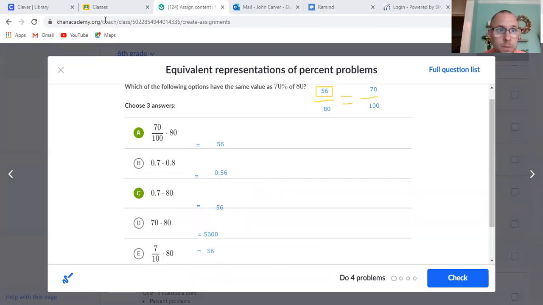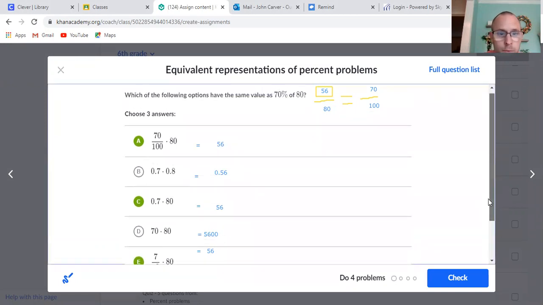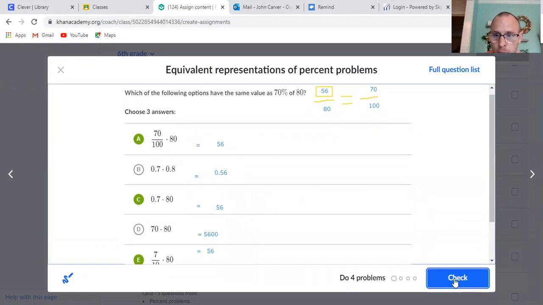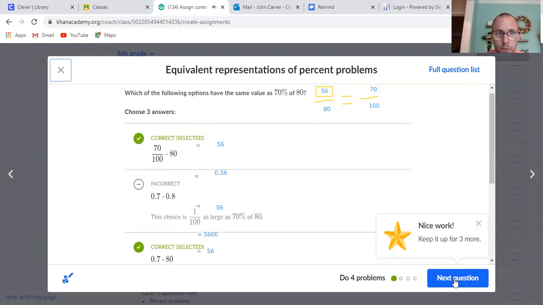And get my calculator out of the way. I've got 3 answers selected. Go back and just kind of look over, make sure I didn't make any silly mistakes. And I think I'm good. Here we go, let's check it. Nice work, keep it up, 3 more. If you get this problem, you know what? You don't even have to do it now, you got the right answer.